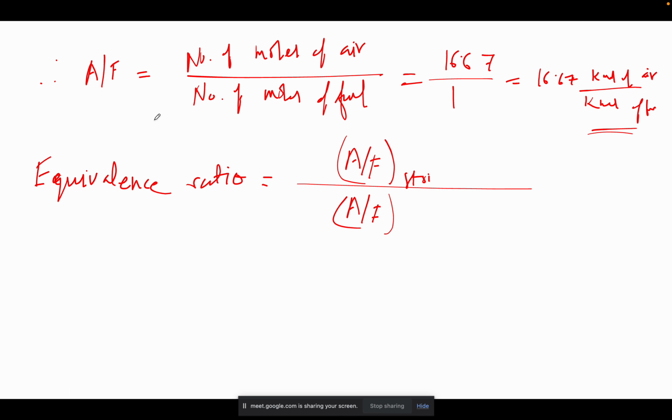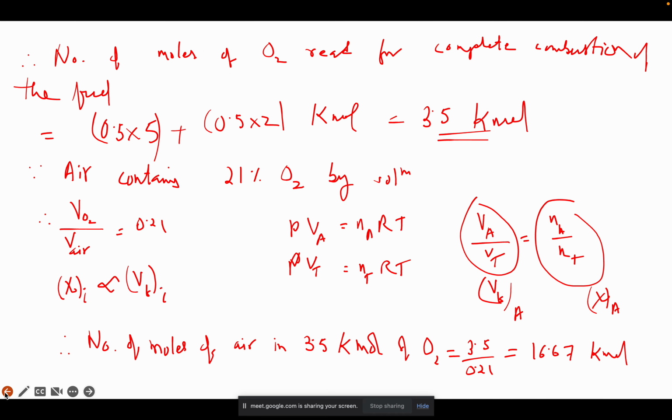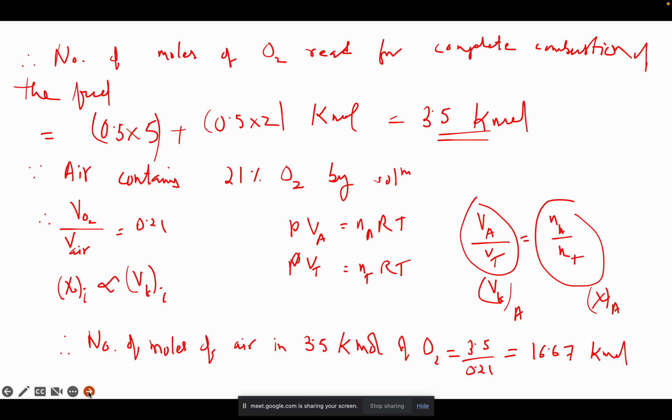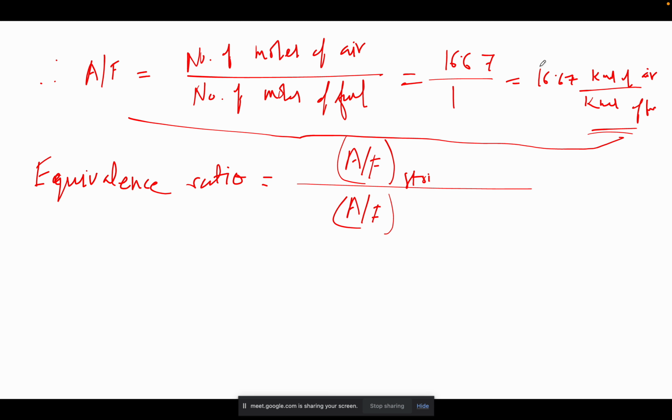Now here, remember we have done the calculation based on complete combustion and assuming theoretical air, that means no excess oxygen is present. So whatever we are getting is basically the stoichiometric air fuel ratio. Now the equivalence ratio is given to us as 0.8. We already know this stoichiometric air fuel ratio is 16.67, so from here we can calculate the actual air fuel ratio.